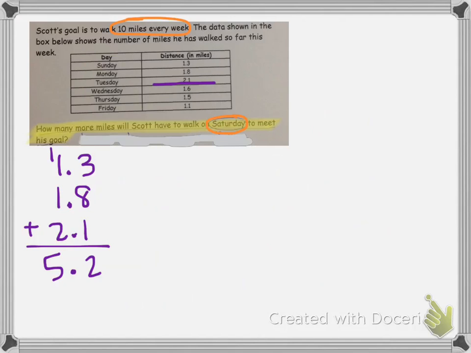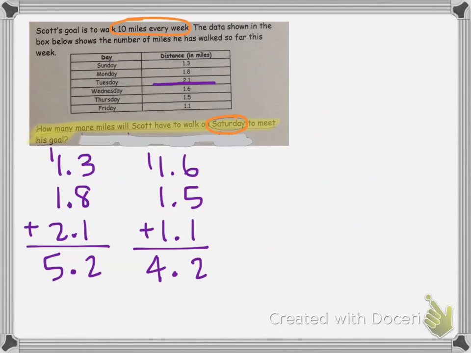Now I need to add up the rest. 1 6/10, 1 5/10, 1 1/10. Everything's lined up. Drop your decimal down. Go ahead and add and check back to see how you did. So pause the video and then press play when you're done.